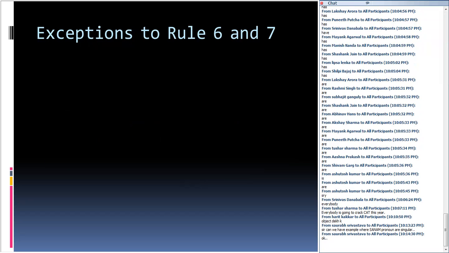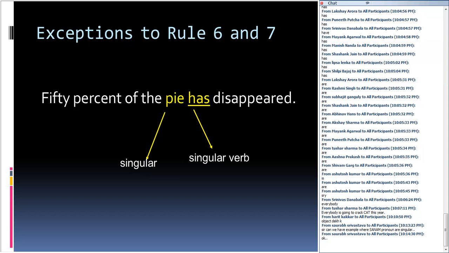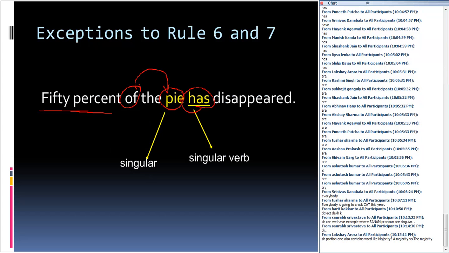So if there is a word which indicates a portion and the object of the preposition is singular, you will use a singular verb. If the object of the preposition is plural, you will use a plural verb. Okay. For example, ये देखो 50%. Now 50% indicates a part. Okay, 50%. Then you have to look at the of construction. 50% of the what? Pie. Pie is singular. That is why you use a singular verb, has.